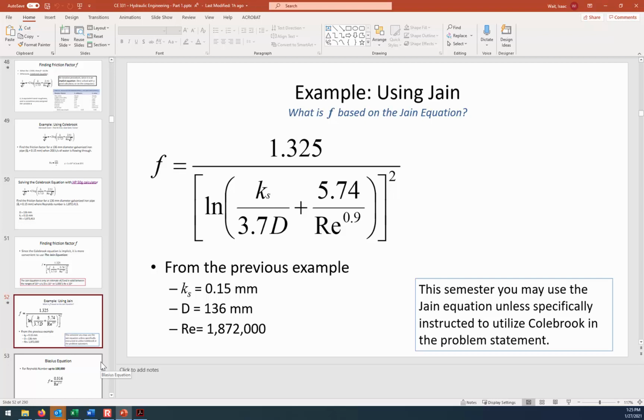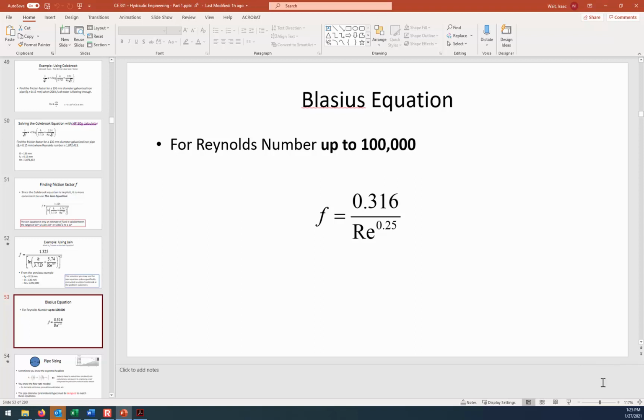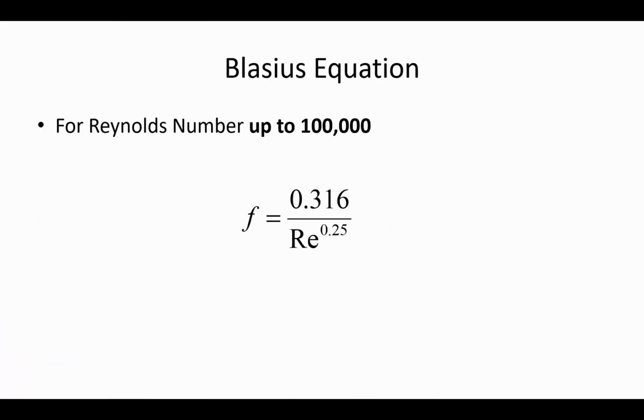There is an even simpler formula than the Jain equation. As long as the Reynolds number is less than 100,000, then the Blasius equation can be determining the f value just by 0.316 divided by the Reynolds number to the 1/4 power.